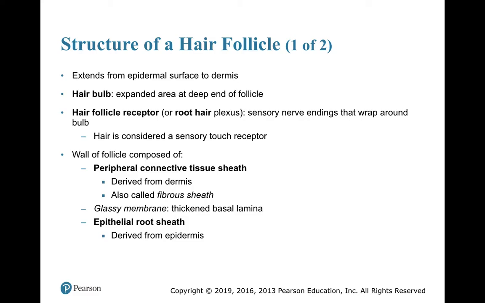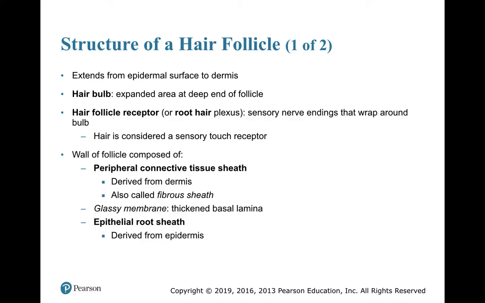The hair follicle extends from the epidermis surface to the dermis. The bulb is an expanded area deep at the end of the follicle. There is a hair follicle receptor or root hair plexus, which is a sensory nerve ending that wraps around the bulb, and the hair, for that reason, is considered a sensory touch receptor. This is what insects trigger to let us know that they are there.